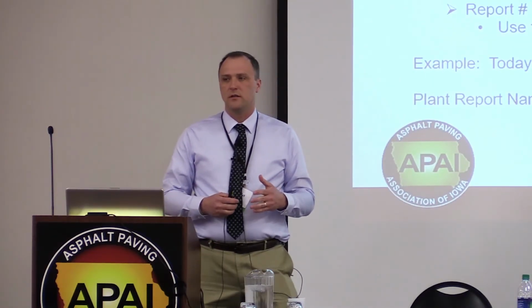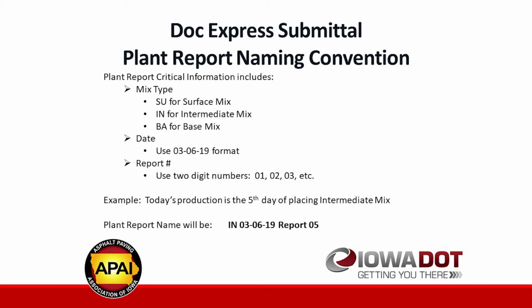So one of the things that we've, from the DOT side, have tried to limit is a lot of naming convention. I know on the local system side, they've got a pretty extensive naming convention that they want people to use. This is our suggestion for what we're doing with the plant reports. You submit the plant report, and we'd like it to start with the mix type. Is it a surface mix, intermediate, base, something, and just a two-letter designation on that at the beginning. Then the date that we're placing it, and a report number.